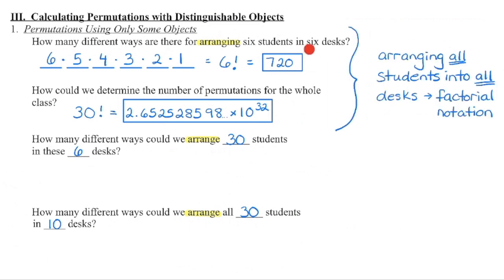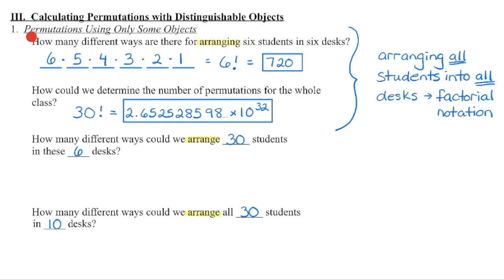Now, in each of these 2 examples, we are arranging all of the students into all of the desks. And so factorial notation is a quick way that we can say how many objects we are arranging, and we are arranging all of them down to that last object or last person into that last spot.